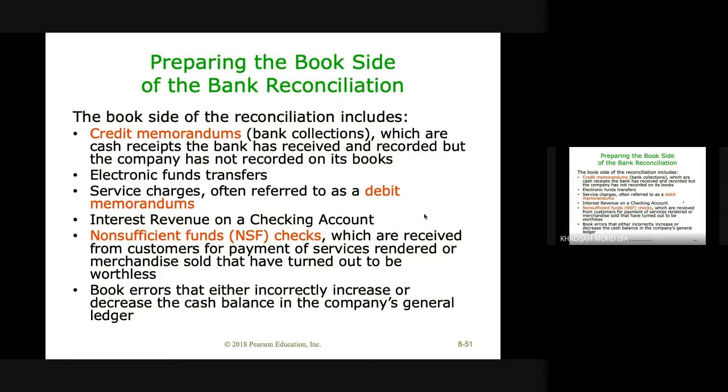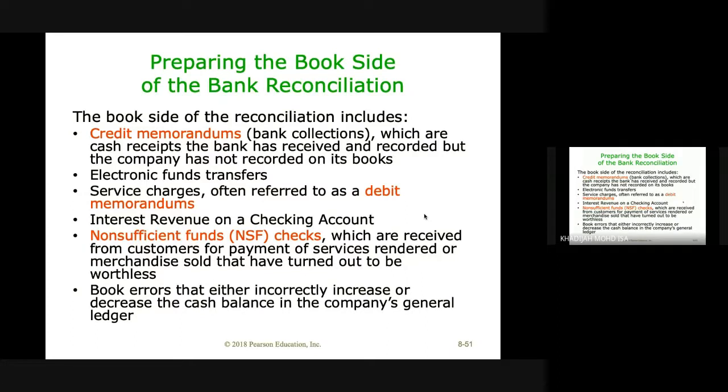Interest revenue on a checking account, and non-sufficient fund checks, which are received from customers for payment of services rendered that have turned out to be worthless. It means that when you issue a check, and the supplier brings the check to the bank, the bank says, oh, I'm sorry, I cannot cash out the check because the company does not have enough funds.